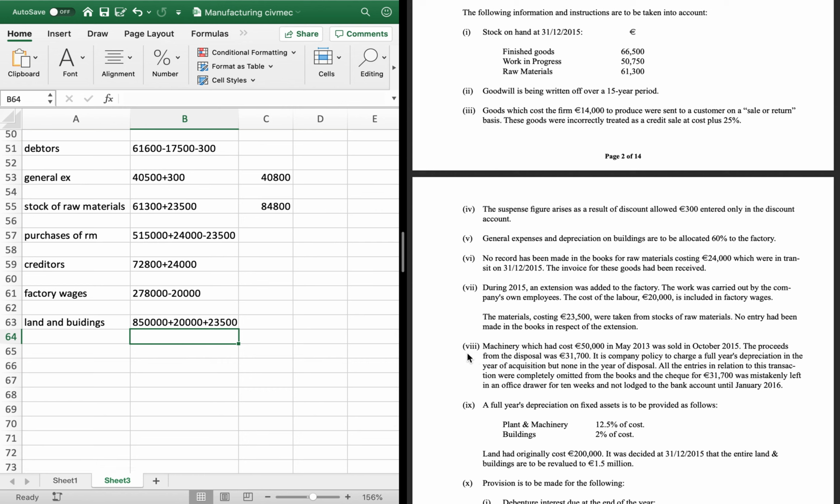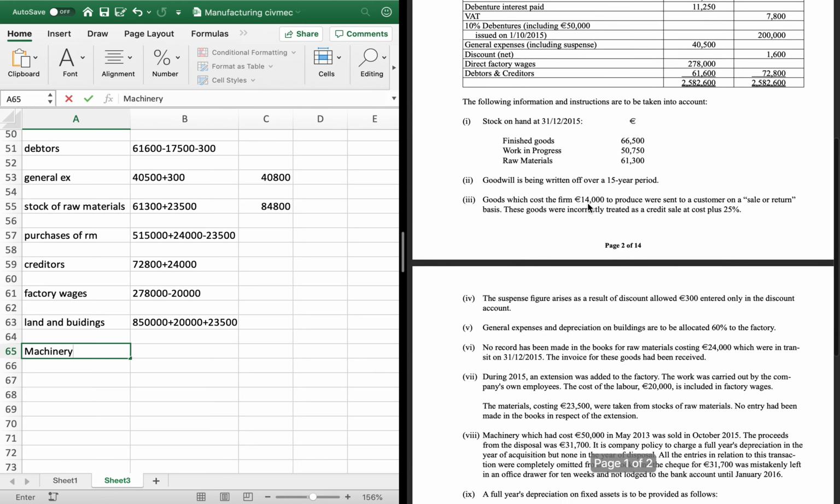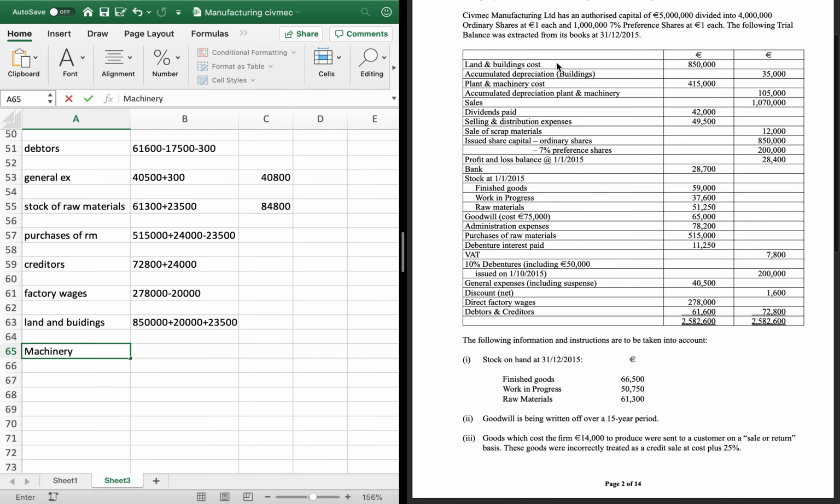Now, number 8 is our depreciation of machinery working. Now, it's asked in a very strange way, but there's no reason why this depreciation for any of them, in any question one, couldn't be asked this way. So you just have to take your time in it. So we'll have a read of it. Machinery which cost 50,000 in May 2013 was sold in 2015. So machinery is sold, so you don't have the machinery. So 50,000 gets taken away. So plant machinery at cost is 415, and we're going to take away that 50,000.